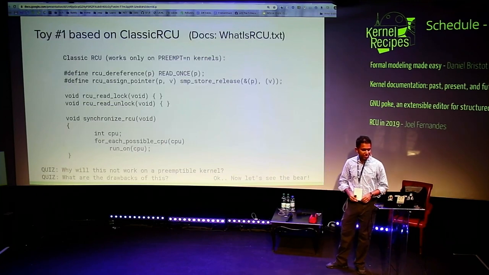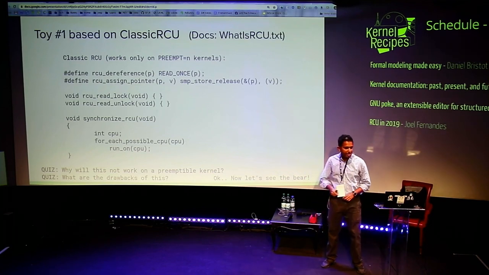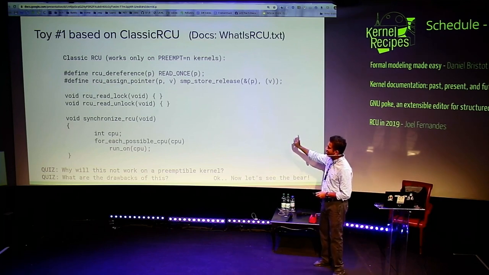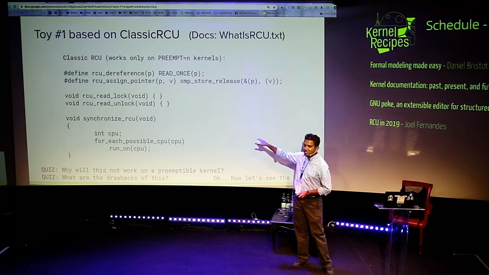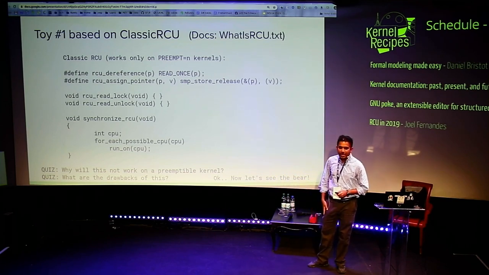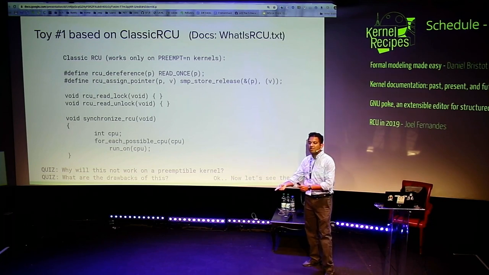So to get a sense of how one can implement RCU, let's take a toy implementation. This toy implementation works only on non-preemptible kernels. In this implementation, RCU read lock and unlock are no-ops. Can you believe that? No-ops. And synchronize RCU is implemented by having a thread run on all the CPUs once.